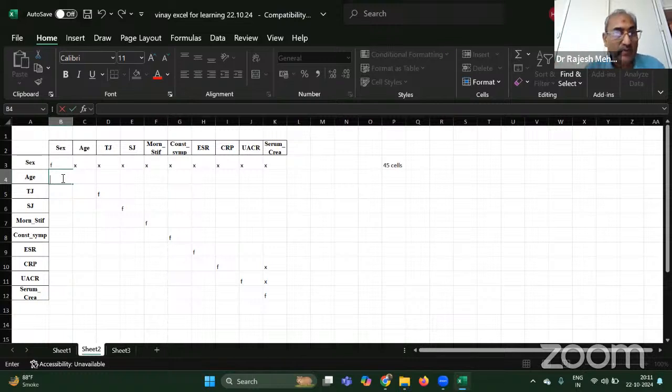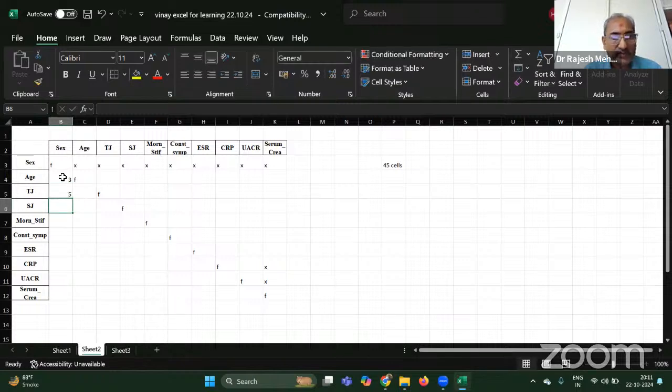Then which command can be decided later also, or you can give a score. If it is very important for you, give a 10. If it is not that much, give a score of 3. Let's say sex versus age, maybe keep it a less important 3. Then TJ and sex, yes, it may be important, keep it a 5. And mornings, male versus female, I think this is very important, so keep a 7. And constitutional symptoms, let's say 4. ESR, you want to compare, the sex difference may not be too much, so like 2.